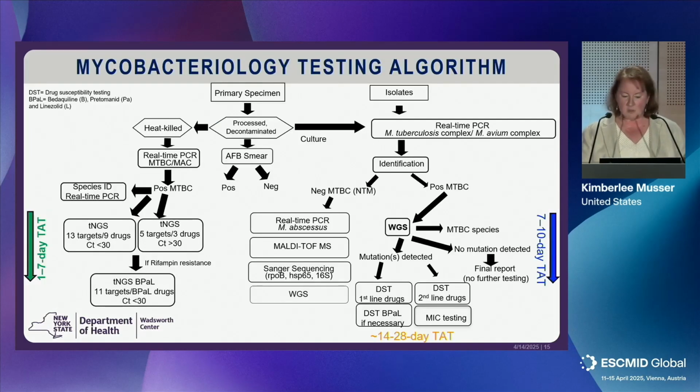And this is just a picture of our testing algorithm. I mentioned the targeted NGS that I talked about is here. We also have a more sensitive one we're using when we see lower burden of TB in a sample, when the CT is above 30 with our PCR assay. And we have another test that is coming that will be a reflex test for the newer drugs.